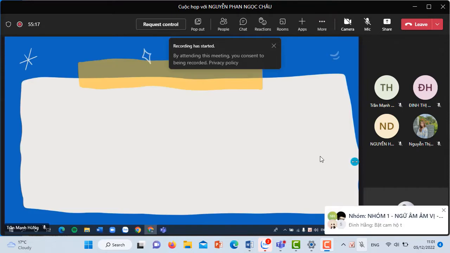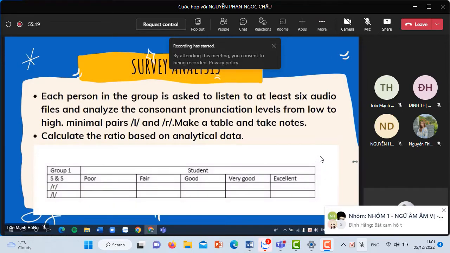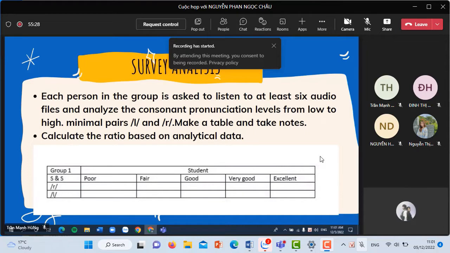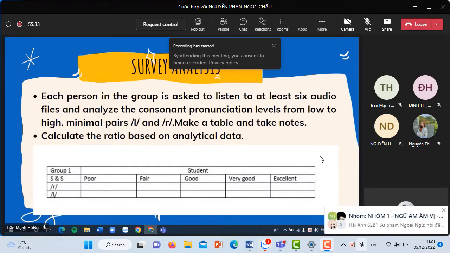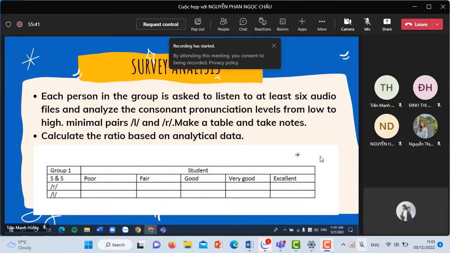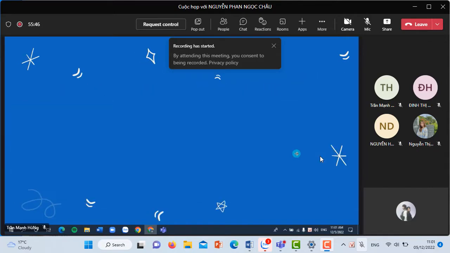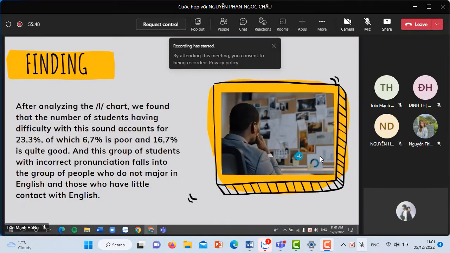About the survey analysis, each person in the group is asked to listen to at least 6 audio files and analyze the consonant pronunciation levels from low to high, for minimal pairs L and R. We'll then make a table and take notes, calculate the ratio based on the analytical data, and finally draw a graph to summarize the survey results.